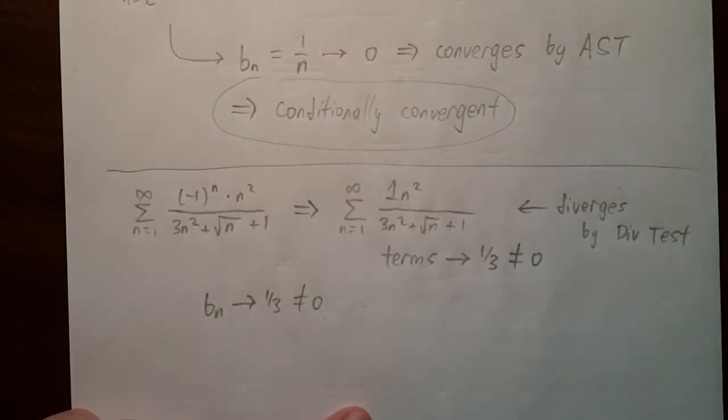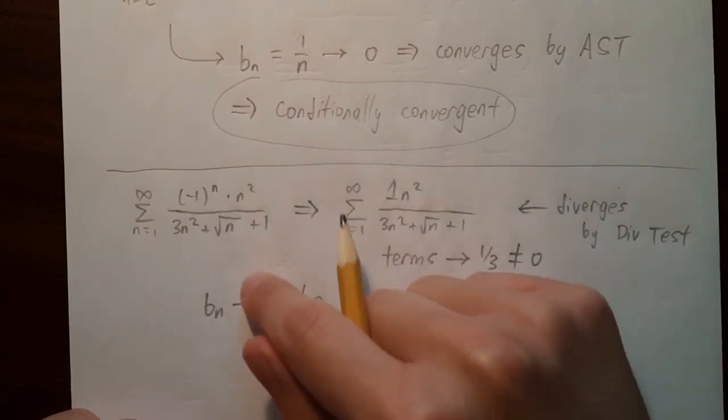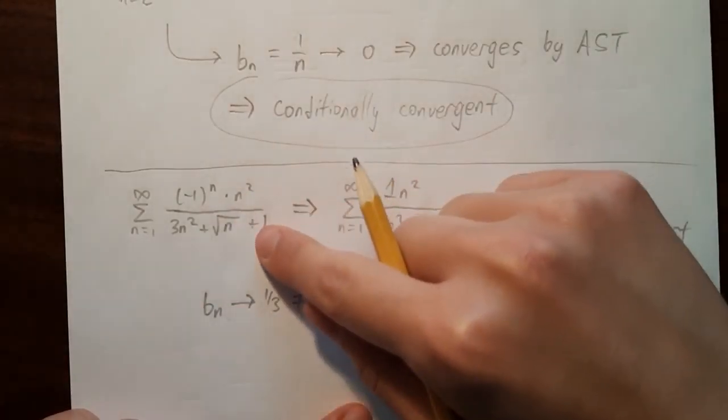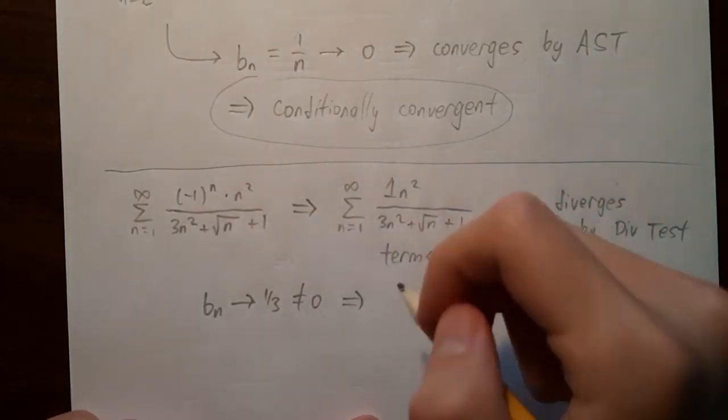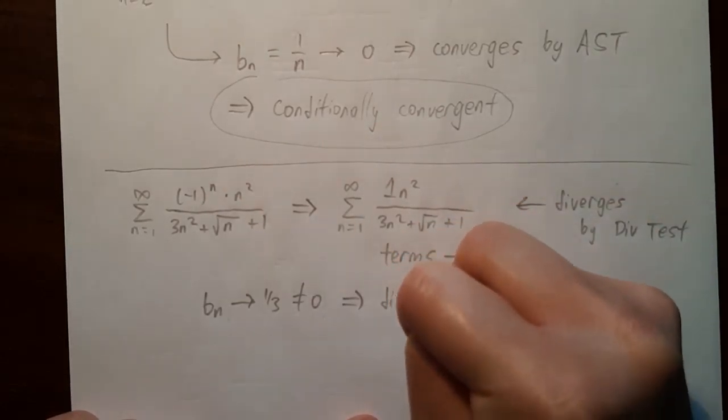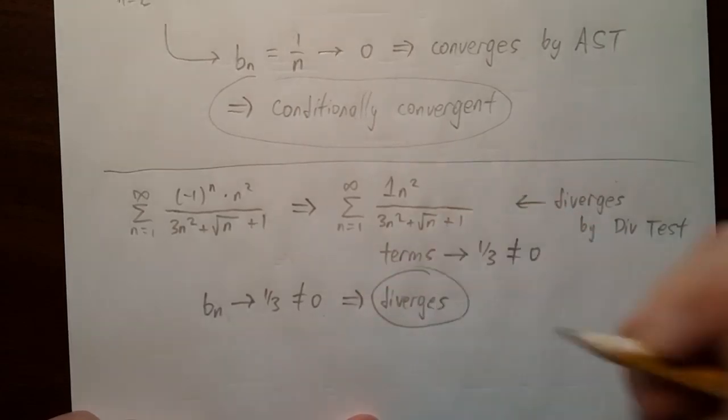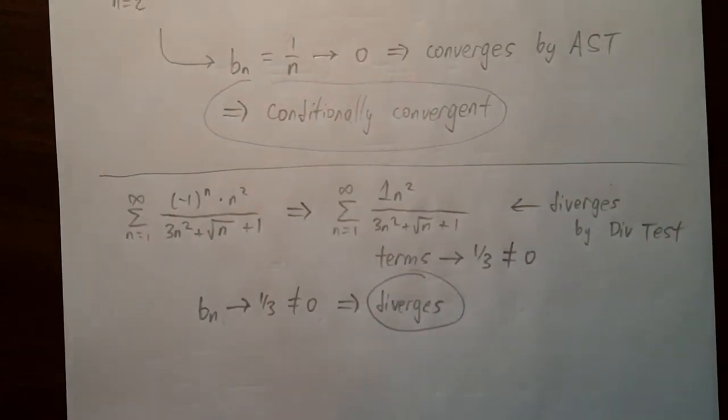So in that case, by the alternating series test, or indeed just by the regular divergence test, even the alternating version is going to diverge. So yep, it's just game over. This is a divergent series.